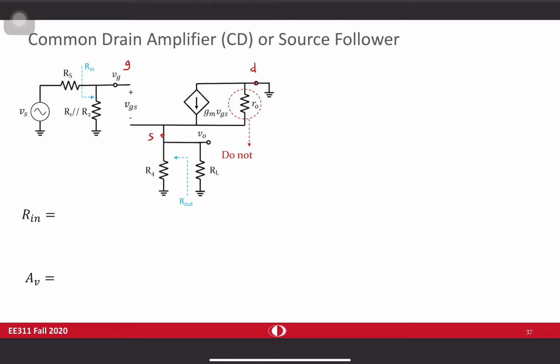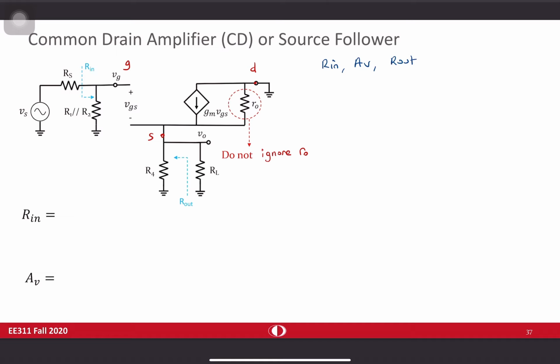We need to find three important parameters, of course: Rin, AV, and Rout. And I told you in the previous lecture that only for Rin and AV calculation, if R0 is problematic, you can ignore it. But as you see, one end of R0 is grounded, so it doesn't create any extra complexity in mathematical calculations, so you don't need to ignore it. In this case, you don't need to ignore R0 for any calculation.